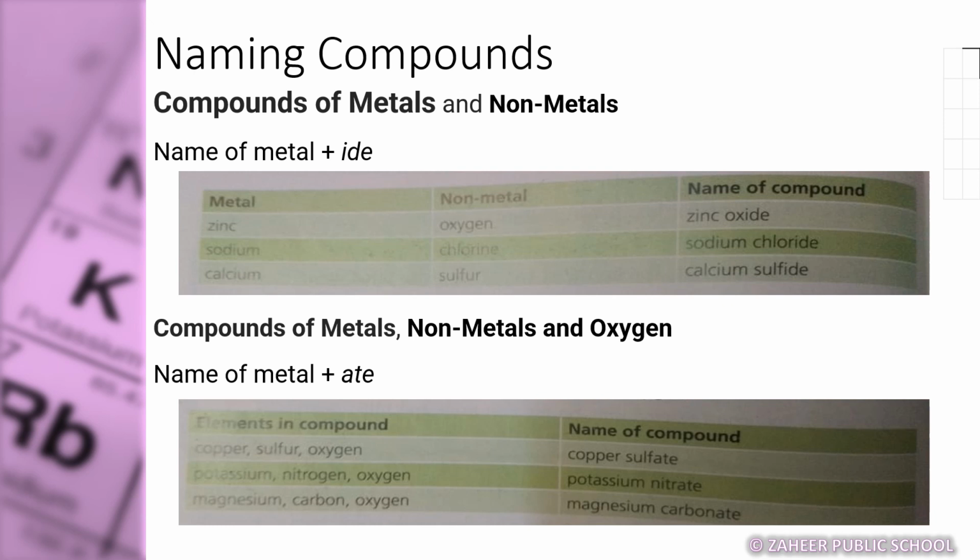Let's take the example. If you have a compound which consists of copper, sulfur, and oxygen, here copper is a metal and sulfur is a non-metal, so copper would come first. It would be copper sulfate, ATE. ATE means oxygen is there. And for the second one, if you have a compound which consists of the elements potassium, nitrogen, and oxygen, potassium is the metal, so it would come first, and the compound would be potassium nitrate, ATE.